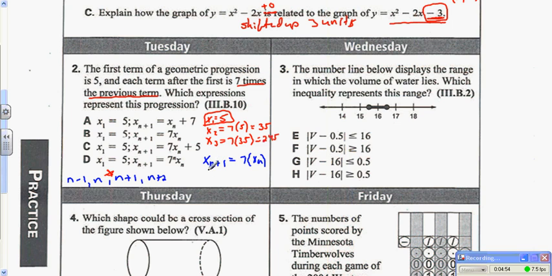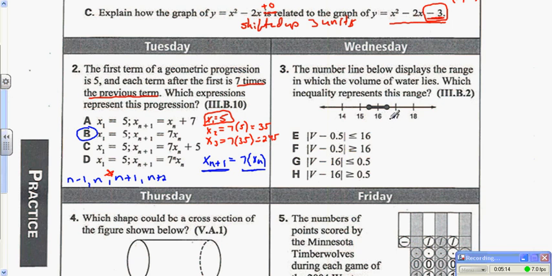So this right here tells us that we're looking for the next number in the list, and this tells us how to find it, which is to take 7 times the one before it, which in this case would be x sub n. And with that written, B would be our possible answer.